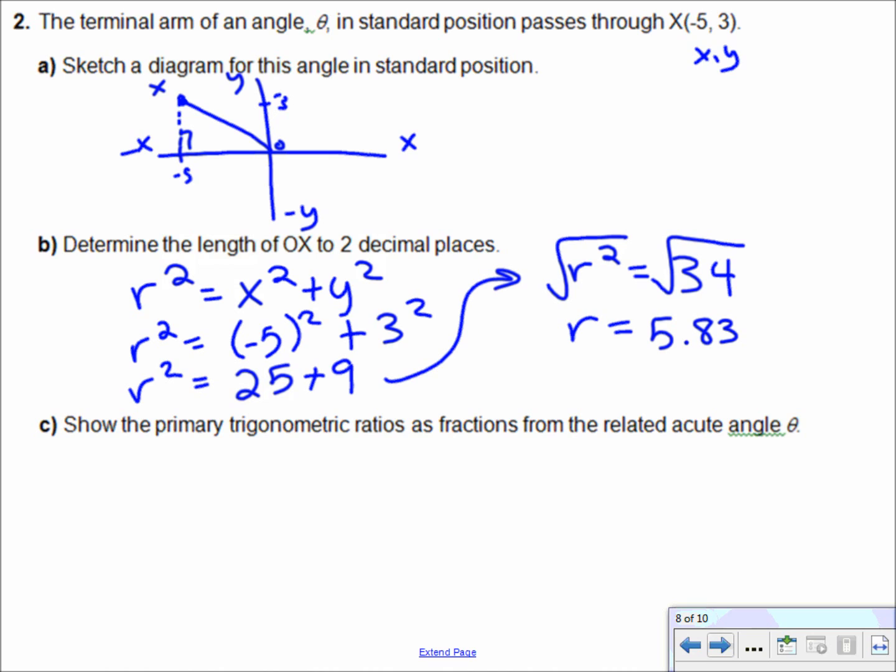Sound good? Now, I just want to draw attention to one thing, okay? One thing. Can everyone just look up? When I set up my trig ratios, for example, sine of theta is equal to y over r, so sine of theta is equal to, what was y? Y is 3 over 5.8.